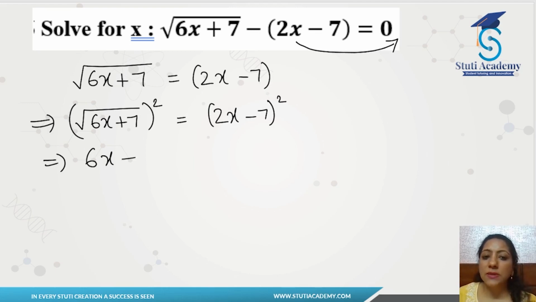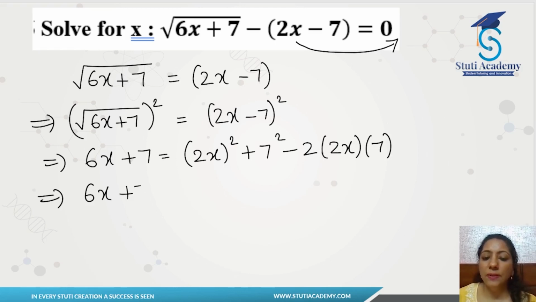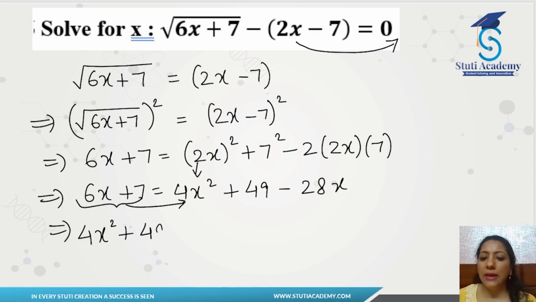Now, this will give us 6x plus 7 and here we can open the bracket using the identity a minus b whole square. So, this is a square plus b square minus 2ab. So this is 6x plus 7 and this will give us 4x square. This will give us 49 and this will give us 28x. Now we are going to take this on the other side. Their signs will get reversed. So we have 4x square plus 49 minus 28x minus 6x minus 7 is equal to 0.